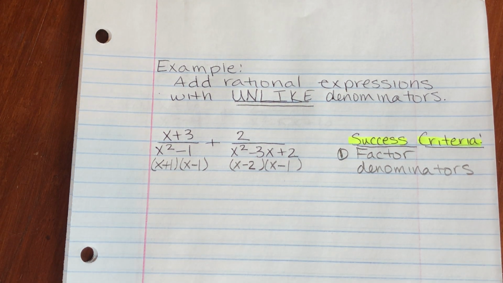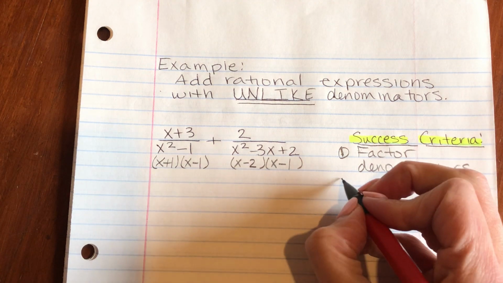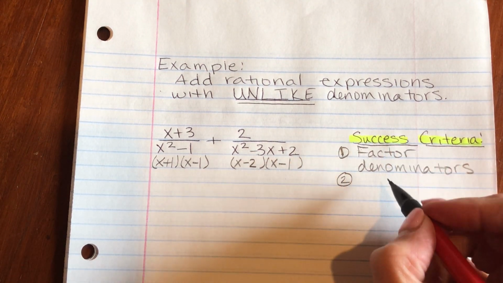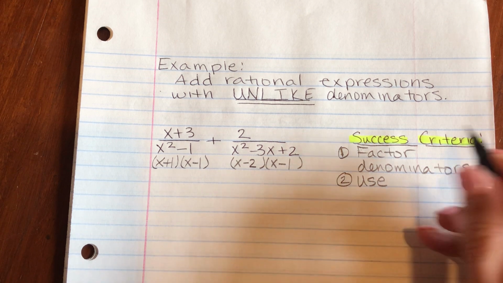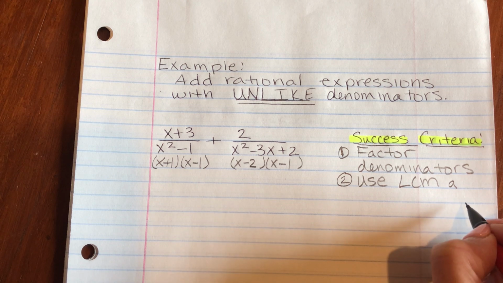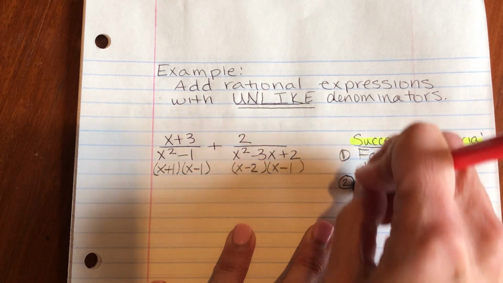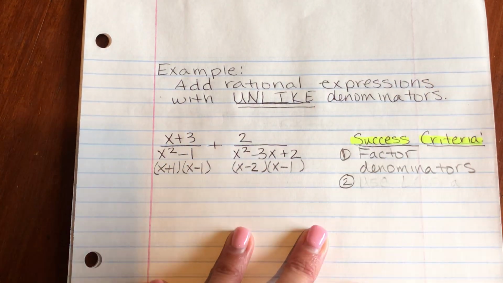Now I'm going to find the LCM of the denominators, and I'm going to use that LCM as my new common denominator. Because remember, you can only add or subtract fractions that have like denominators. So I'm going to use the LCM as my new common denominator. But before I do that, I have to find it. Whoops, got ahead of myself there. So first we're going to find the LCM.